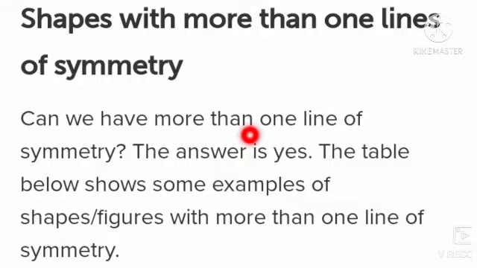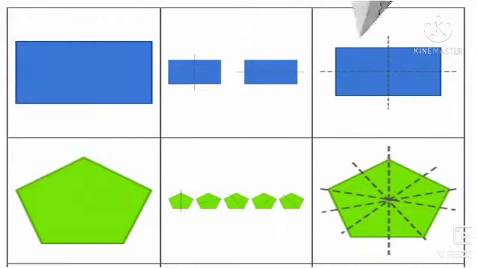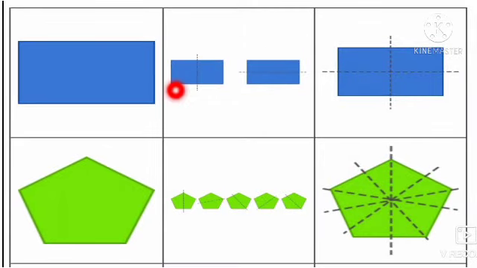Shapes with more than one line of symmetry. Can we have more than one line of symmetry? The answer is yes. The table below shows some examples of shapes or figures with more than one line of symmetry. Here, rectangle. So rectangle, vertically and horizontally, it divides into two equal parts. So the line of symmetry is 2.